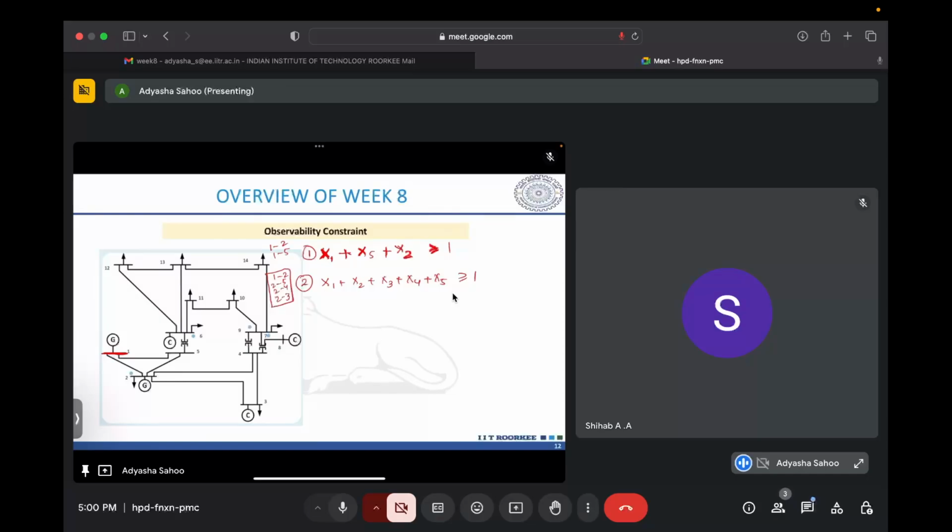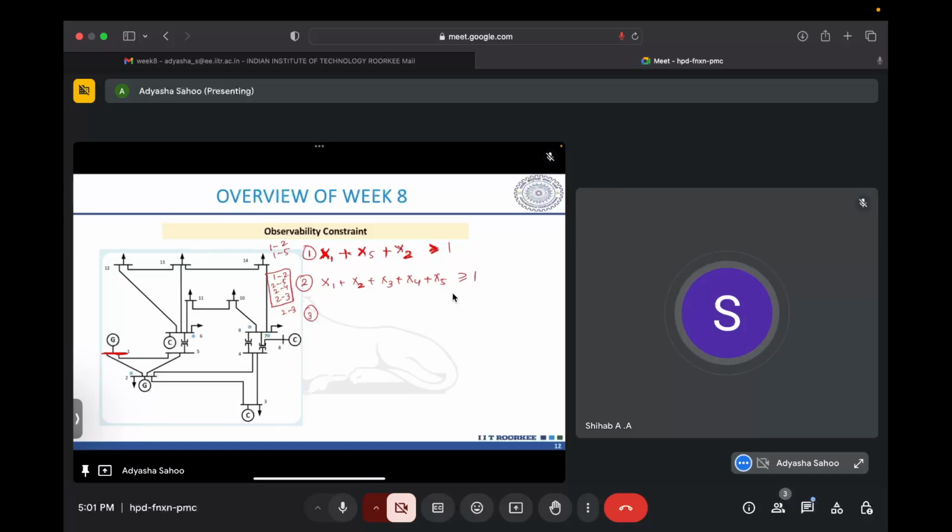Similarly, for bus 3, you have the lines as 2-3. The concerned bus is also being included. Yes, the concerned bus is also included. That means if we consider bus 2, then we have to consider bus 2 plus the connected lines, bus plus the connected line at the other end. Basically, one end is fixed.